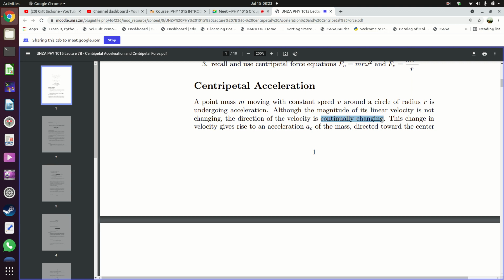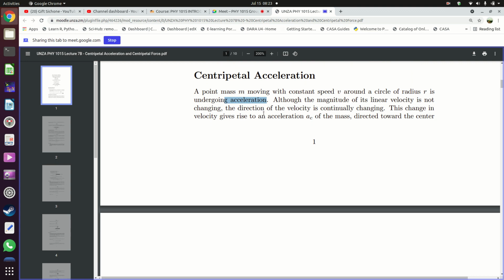If one part of the vector changes, then we say that the vector has changed. If the vector we are looking at, in this case the velocity, is changing, then we say that the particular object has undergone acceleration. So whenever an object is moving in a circle, that object is accelerating. The reason it's accelerating is because its direction is changing. And this acceleration is what we refer to as centripetal acceleration.